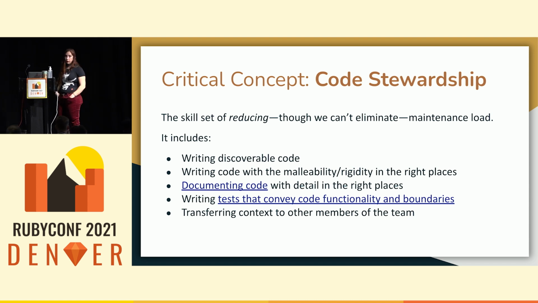We could do it through pull request reviews. We can do it through documentation. We can do it through testing. We can do it through artifacts. We can do it through a lot of these other means.